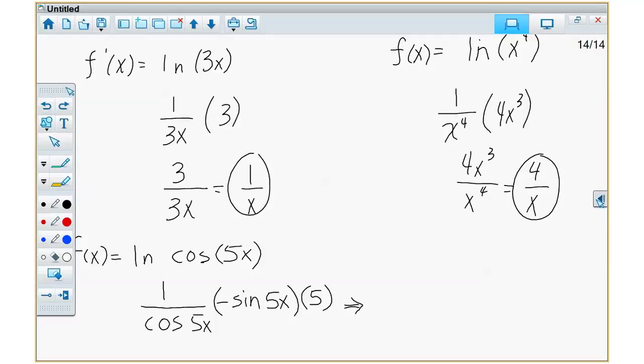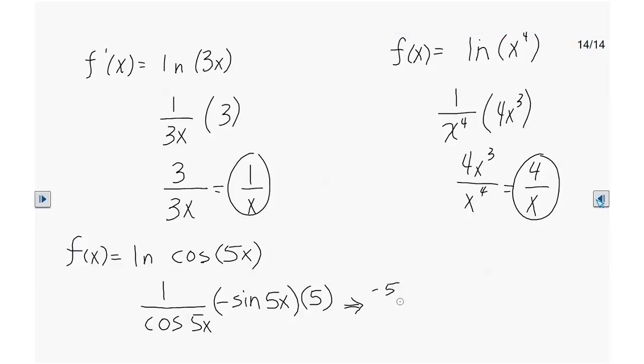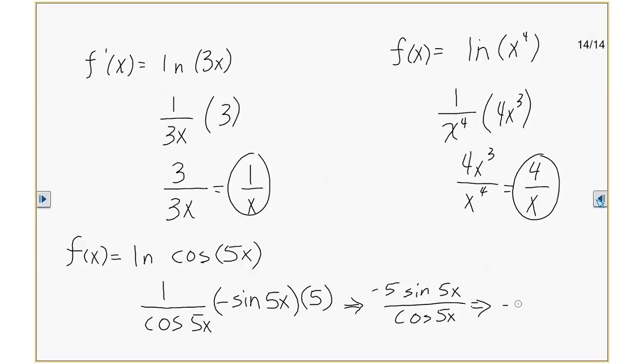So that comes out to be negative 5 sine of 5x over cosine of 5x, which is equal to what? Negative what? Okay, I heard negative 5, and then I heard tangent. Okay, this is how you would answer me, okay? Negative 5 tangent of 5x. All right, 1, 2, 3. Negative 5 tangent 5x. Thank you.